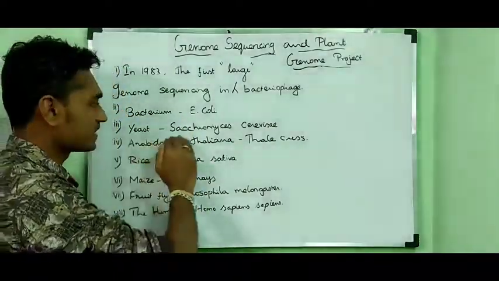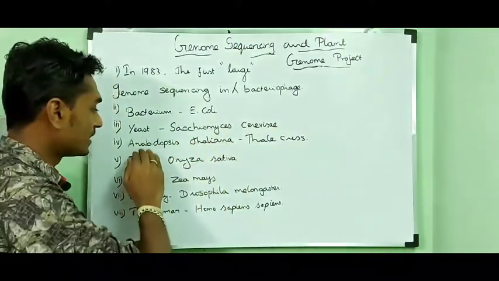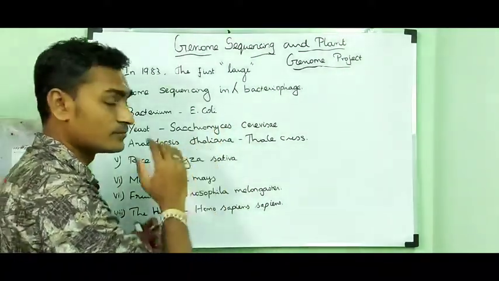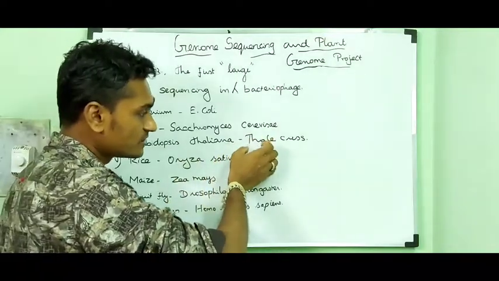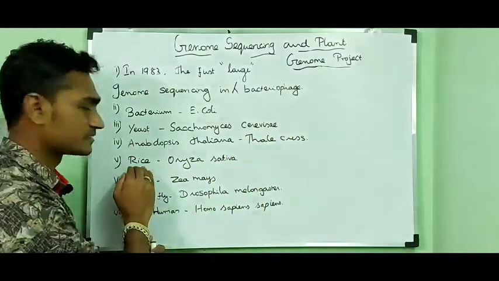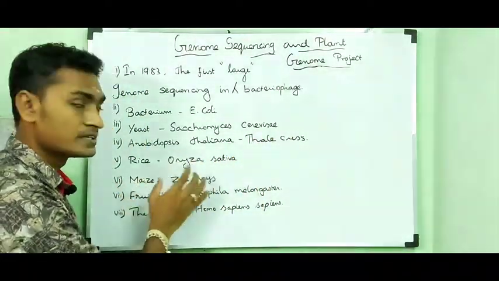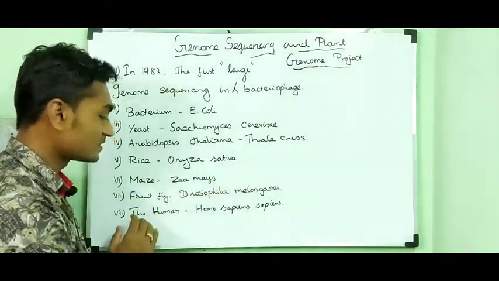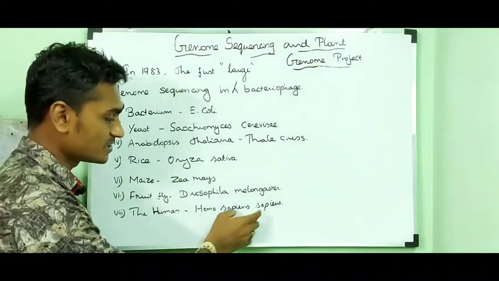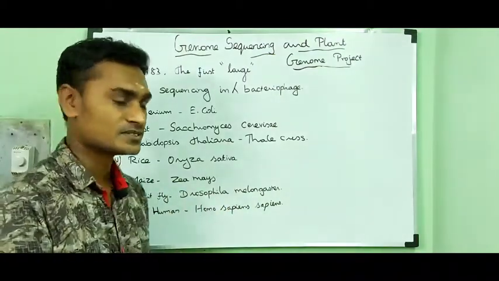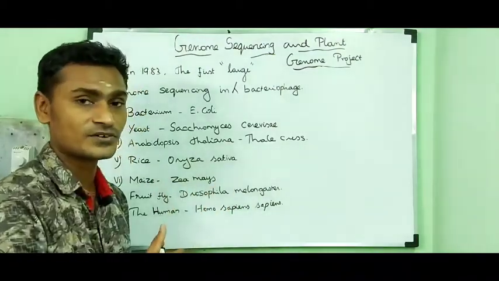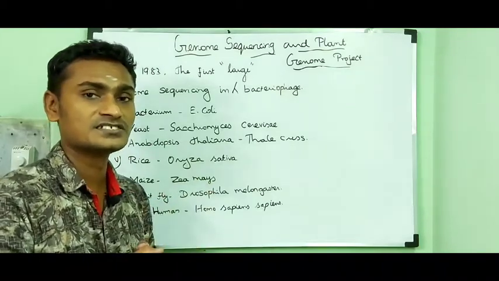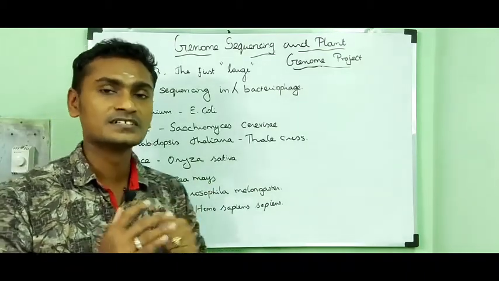Then yeast Saccharomyces cerevisiae, Arabidopsis thaliana, it is a weed. The English name of that weed is called Thale cress. Then rice, Oryza sativa, maize, Zea mays, fruit fly, Drosophila melanogaster. Then human, Homo sapiens sapiens. So these are all some of the examples of organisms in which genome sequencing project had been completed.